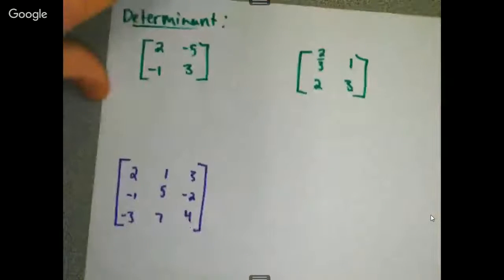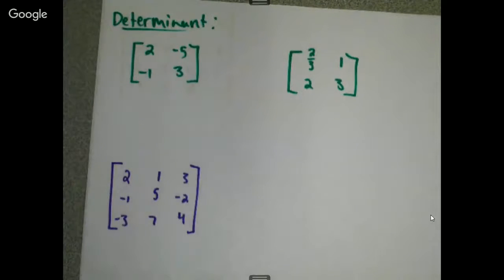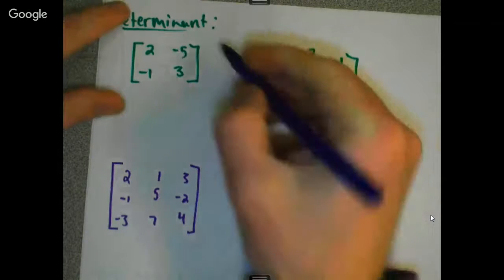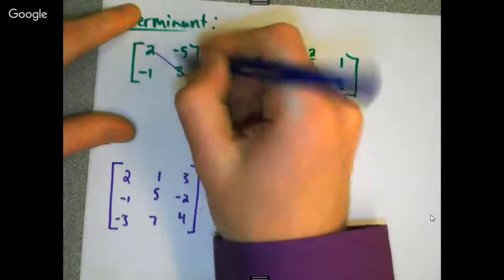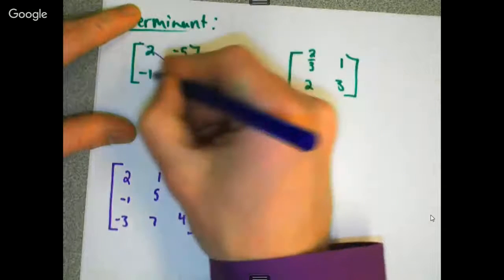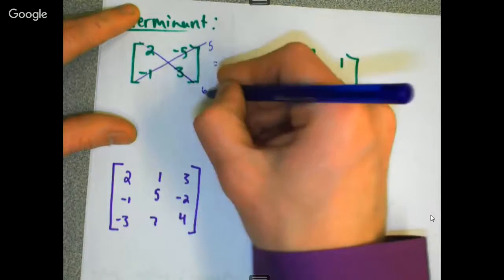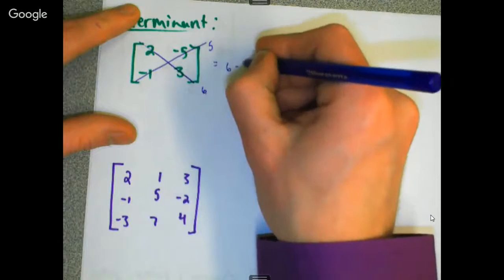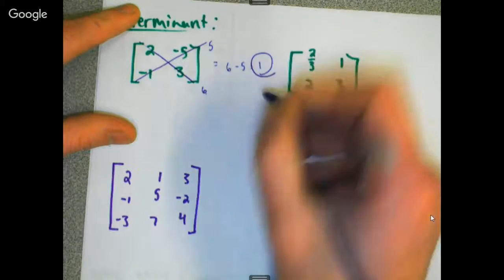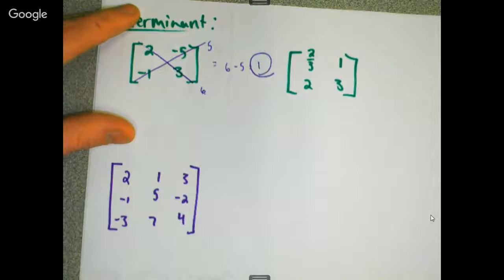All right, let's start off simply by finding some determinants of some matrices. So we're going to start with 2 by 2 matrices. So we simply multiply across. So that's 2 times 3 is 6. And negative 1 times negative 5 is 5. And we'll take our bottom number minus our top number. So the determinant of that matrix is a 1.